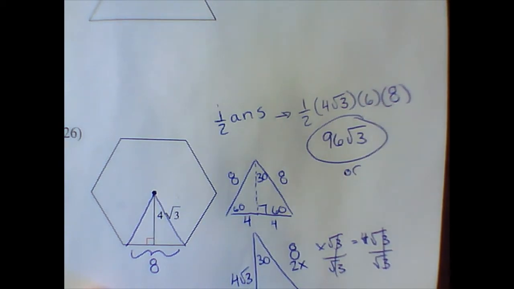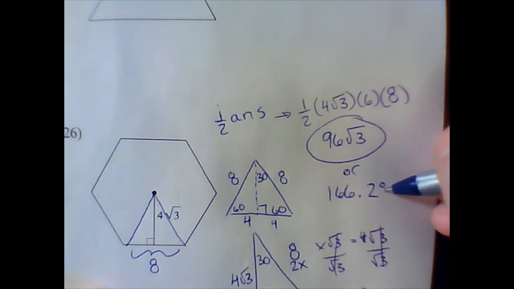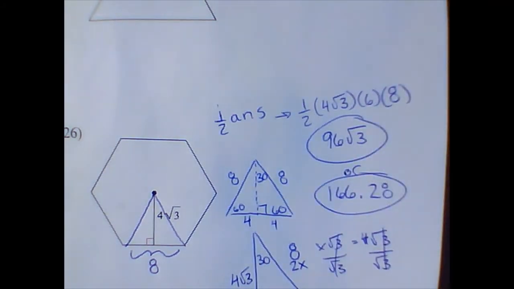But if you want to go ahead and multiply it out, you end up with 166.28 or 0.3, depends on where you round. And the instructions don't give us rounding info. So there you have it. That is how you do that polygon.